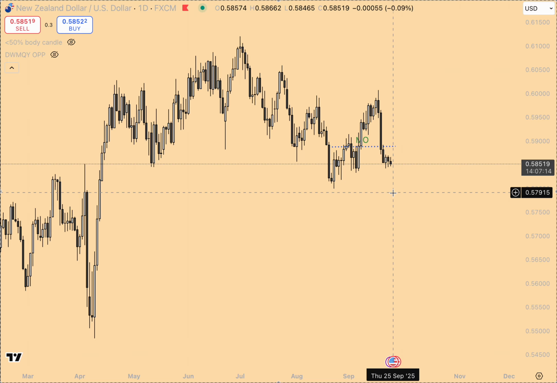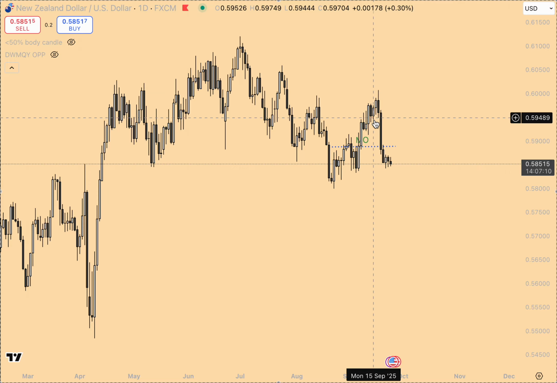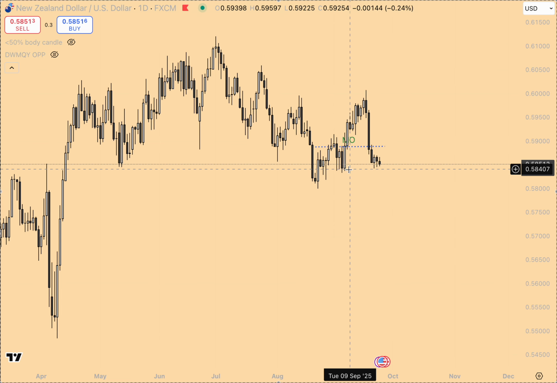Okay, we have this area of demand. It's not even in the area of demand. There's no liquidity being grabbed. There's no liquidity in this move down. So at least if I'm going to look for buys, I want to look for buys perhaps after this liquidity has been grabbed, right?